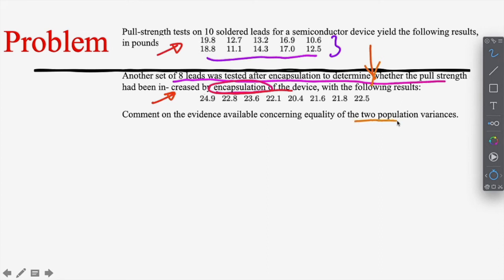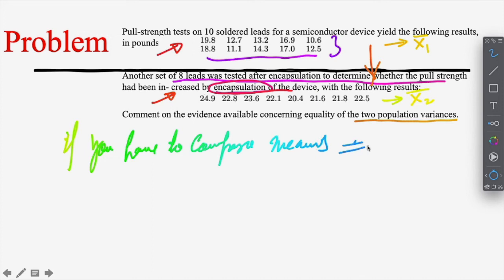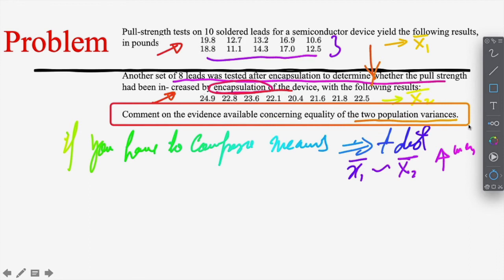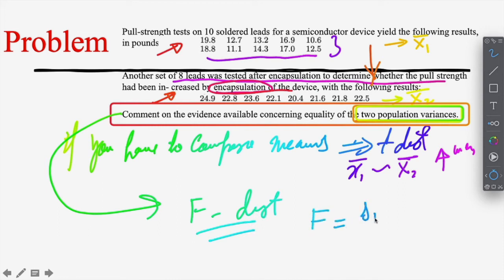Now comment on the evidence concerning the equality of two population variances. Although it is very visible that x bar of sample 1 is less than x bar of sample 2, if you have to compare means, you apply the T distribution and see the difference of x1 bar and x2 bar, which clearly shows that pull strength has increased. But they want your comment about comparing the two population variances. Then you have no option other than applying the F distribution. When you apply it, you calculate the value of F, which is S1 square upon S2 square, assuming that sigma 1 square is equal to sigma 2 square.